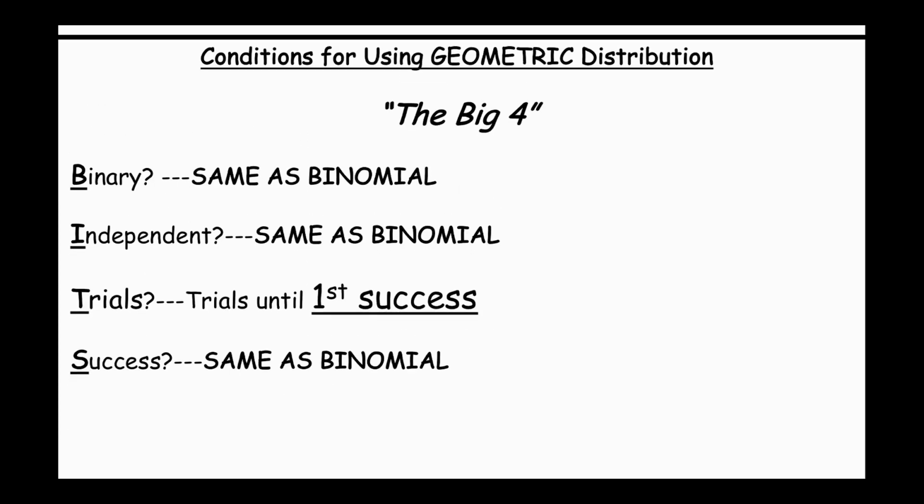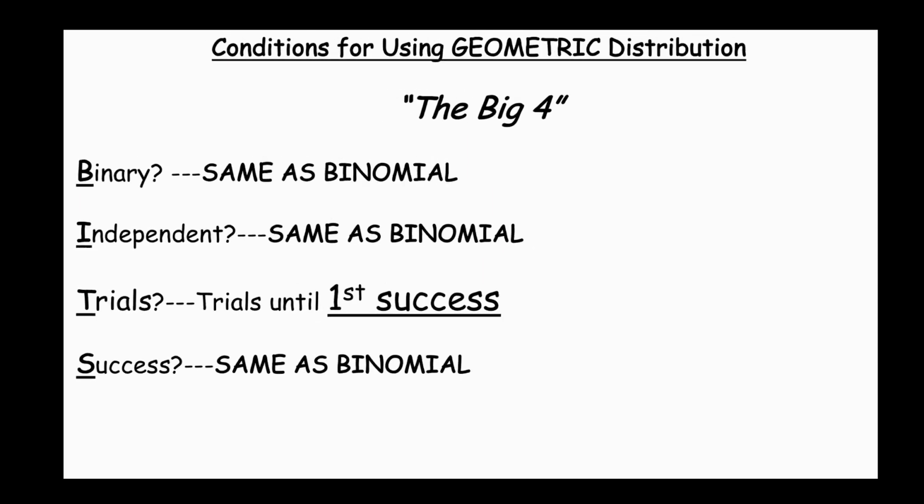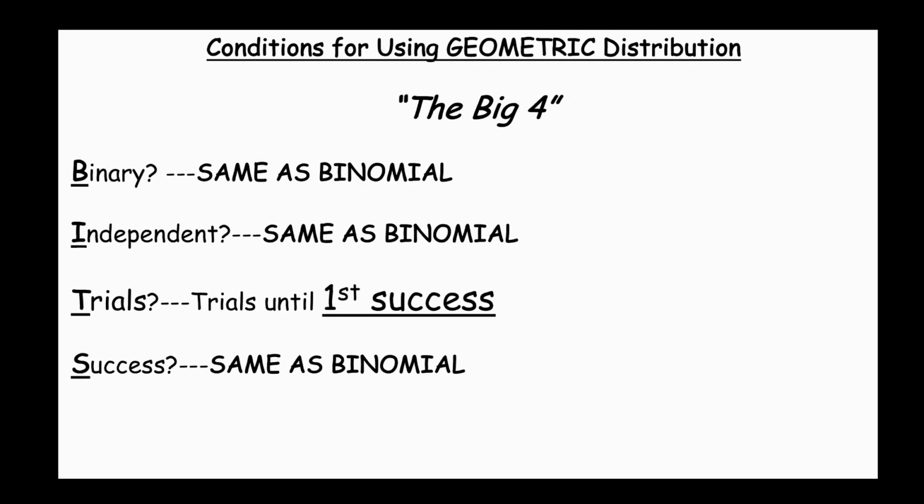Binary is the same. So same binary, has to be 2 options, success and failure. Whatever success is, and then everything else has to be a failure. Independent is the same. Success at the bottom is the same. The only difference, the way you know it's geometric, is that they don't give you a fixed number of trials. It's go do what we've been doing until we get a success. Once we get a success, it's over. We stop. Okay?